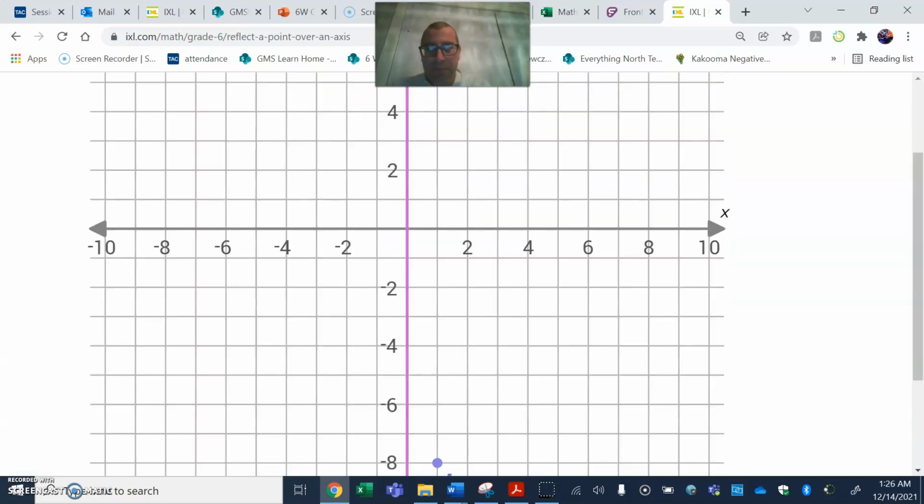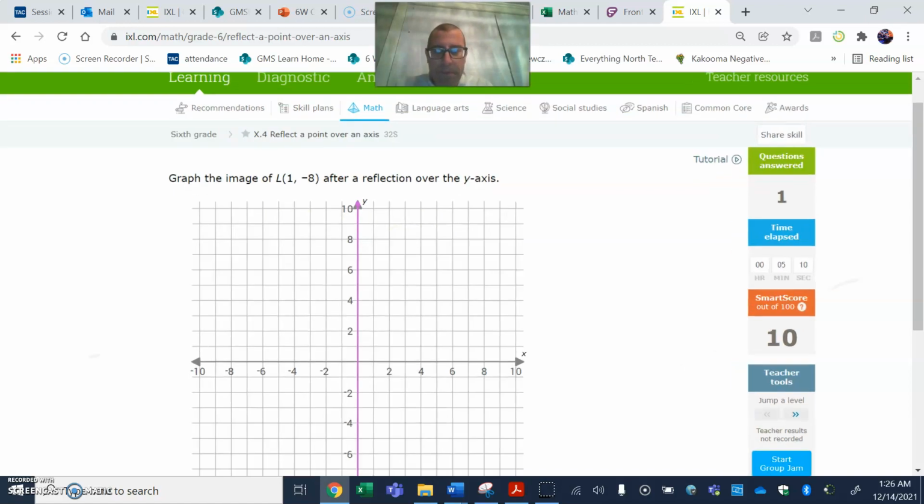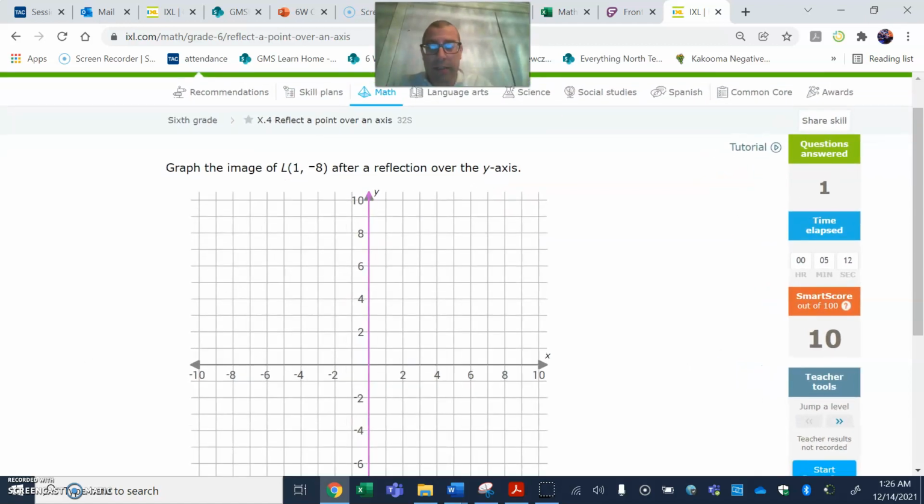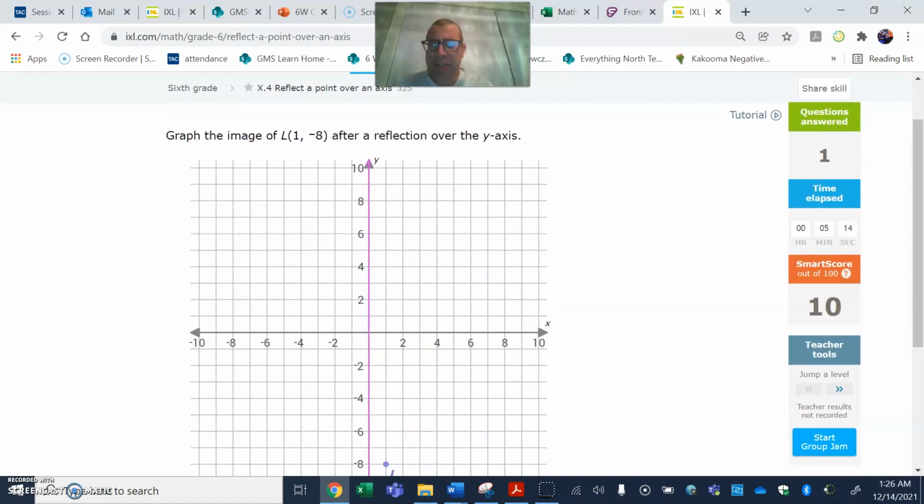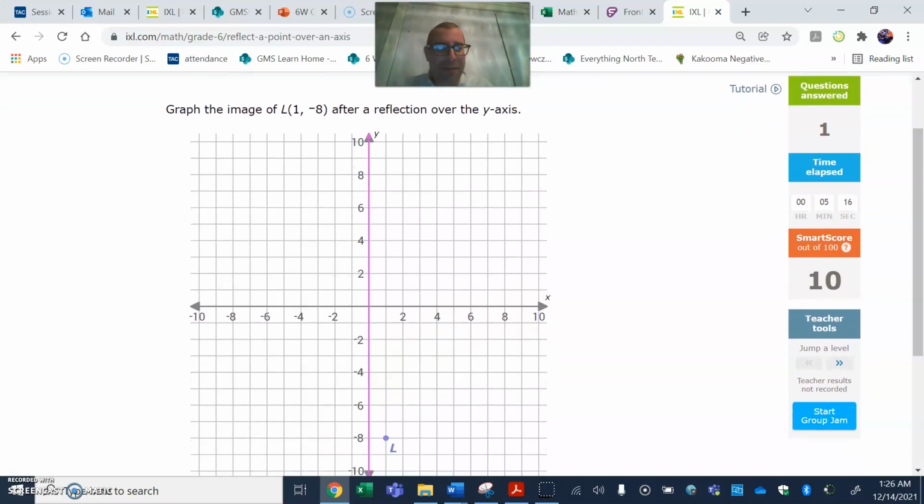So I'll submit. Apparently I got it correct there, even though I didn't see the nice job message. We'll kind of keep it so we can see it.